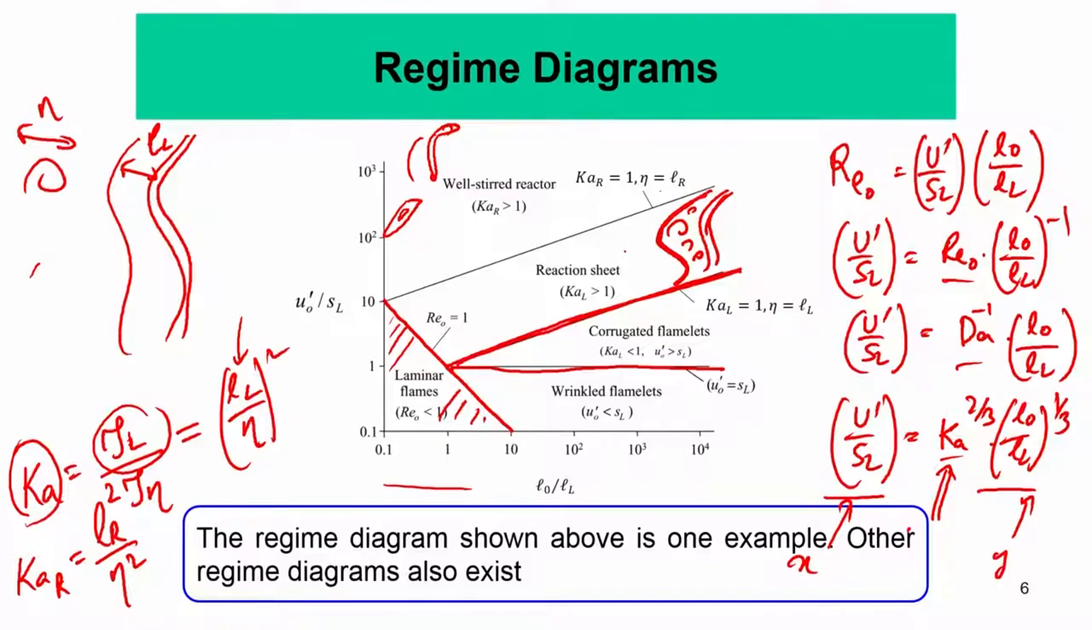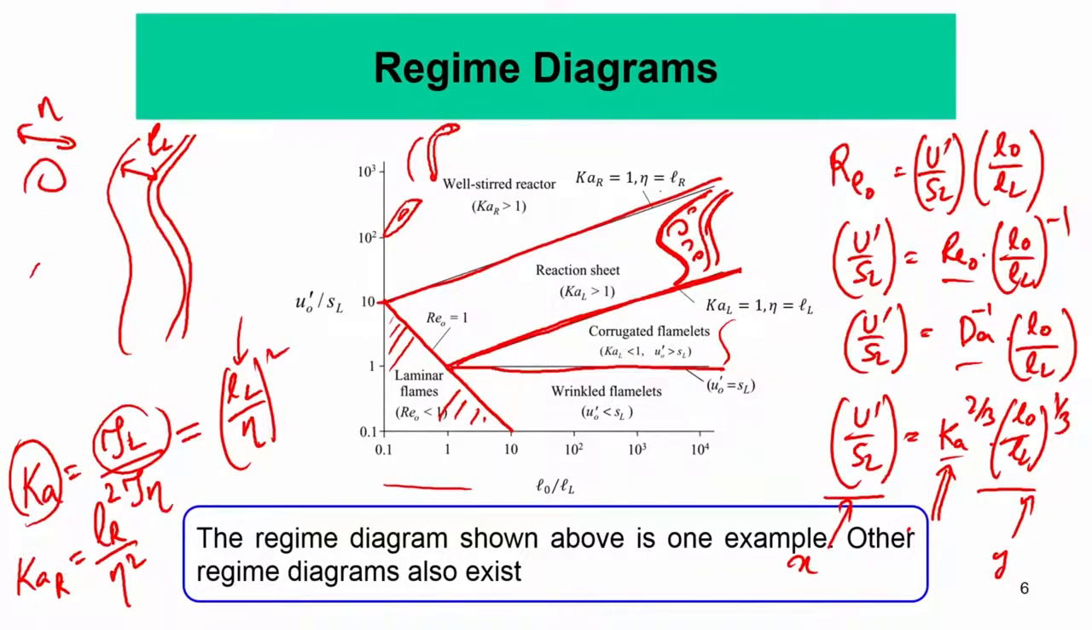But as I said, these regime boundaries should not be taken to be extremely sacrosanct. There can be flames which exist in the corrugated flamelets regime which can have a structure similar to the reaction sheet structure, and vice versa. But mainly in this regime, the turbulence is also weakened because the Karlovitz number is small, less than 1, and it belongs to the corrugated flamelets regime. Whereas this reaction sheet limit, which is also called the thin reaction zone regime, is a very, very important regime for practical purposes.